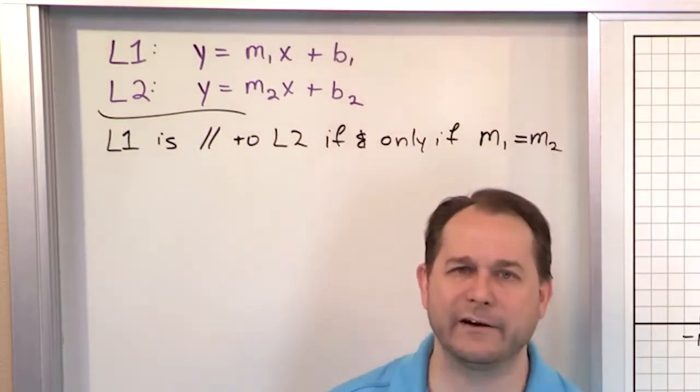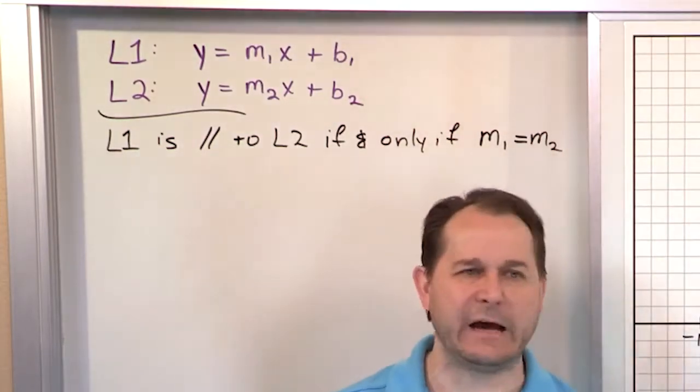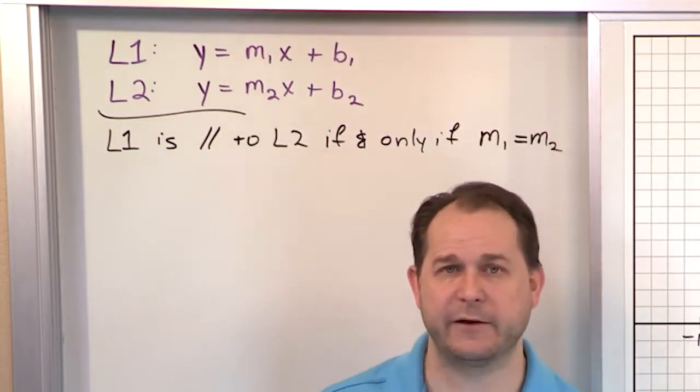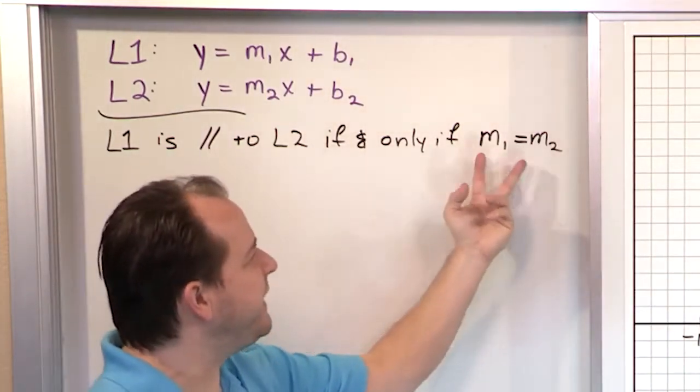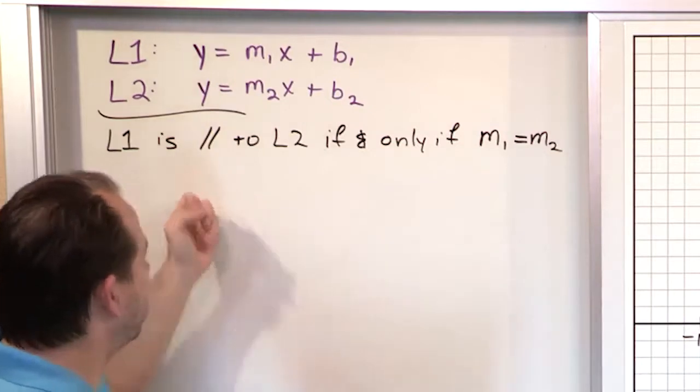You don't care about the y-intercepts. You don't care about anything else about these lines. The only thing that matters is the slopes of the lines. If they're equal from line 1 to line 2, then you have parallel lines.